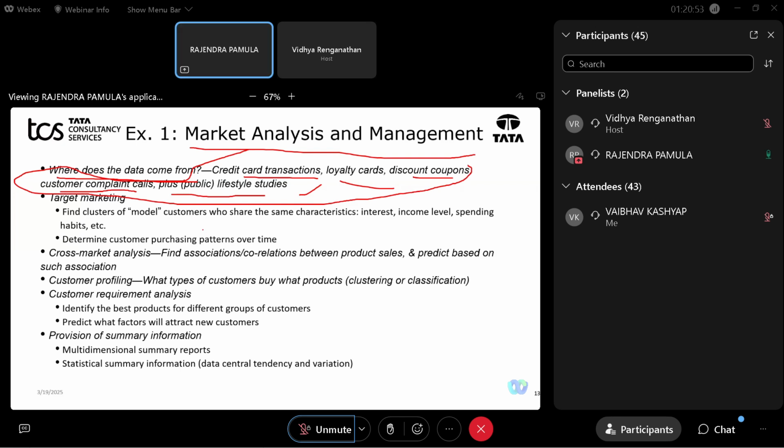Okay, and then we have a target market, that is, find clusters of customers who share the same characteristics. We can find the model with which we can understand the interests of people, income level, spending habits, etc. So we can find out the customers who share these same characteristics.